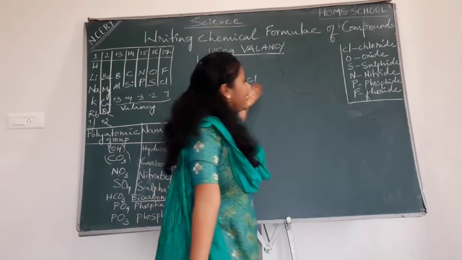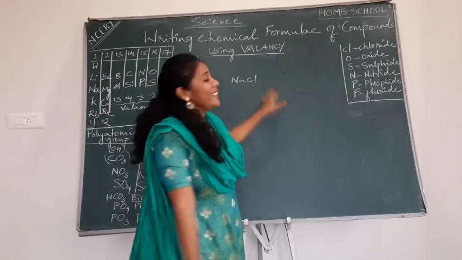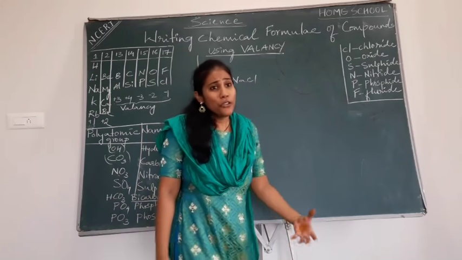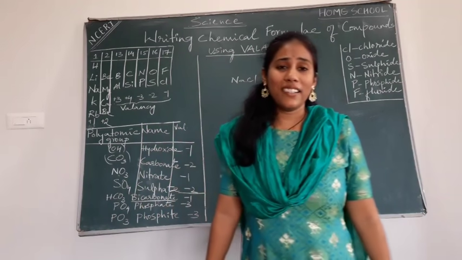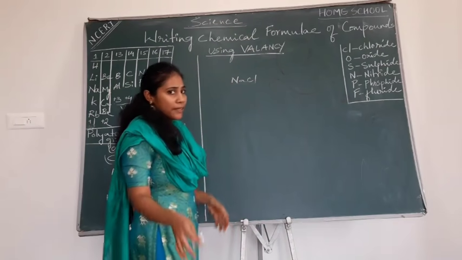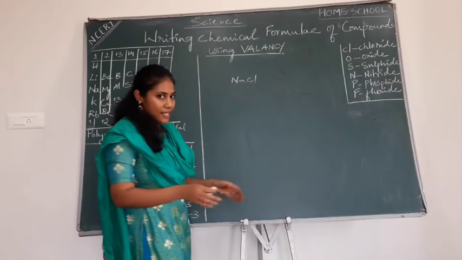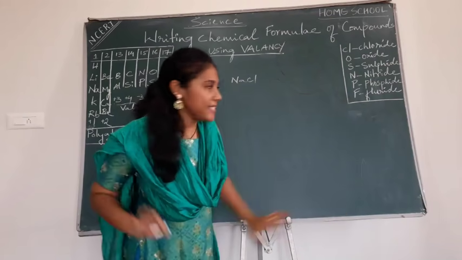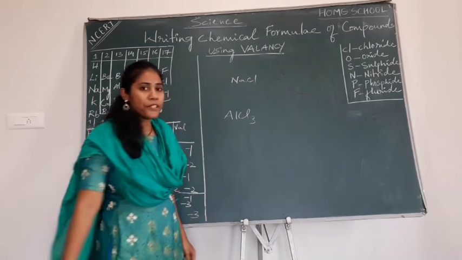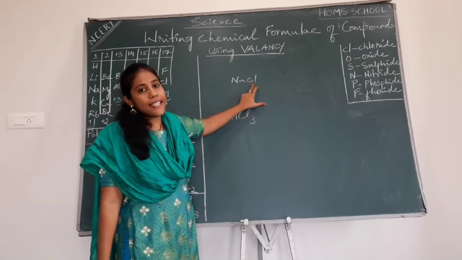Why can't you write NaCl2, NaCl3, NaCl4, right? So why are we writing only NaCl? And aluminium chloride, when I say, if you can remember, you would have studied in the previous 9th standard, aluminium chloride we will write as AlCl3. You see, sodium chloride is NaCl.